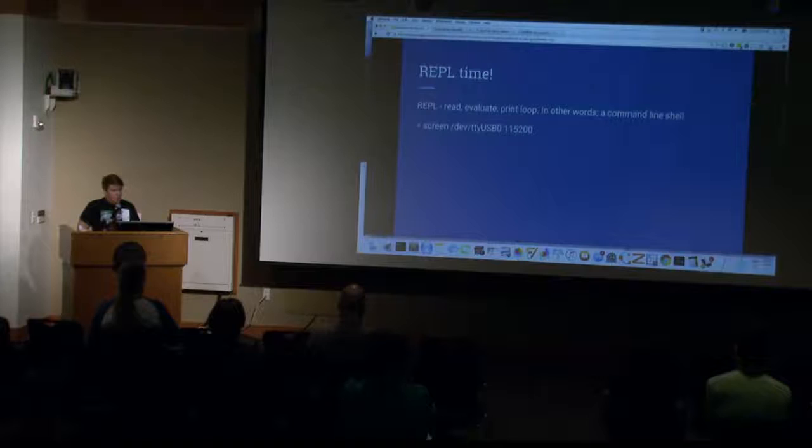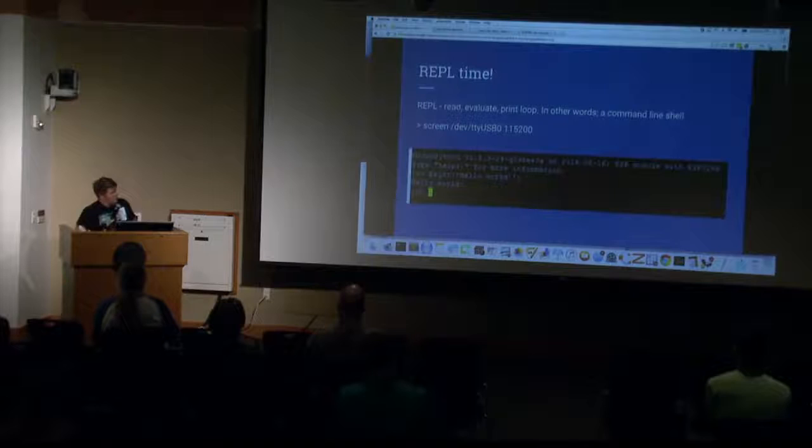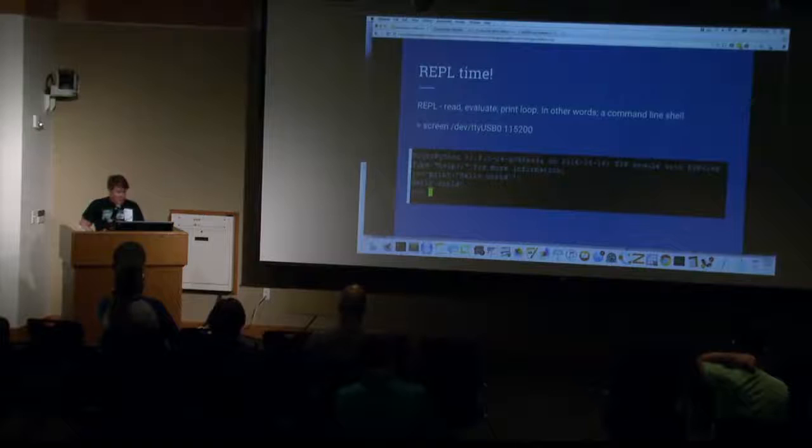You can use something like screen or minicom or picocom to connect to the board via whatever USB it's mounted on, noting the baud rate there is 115200. And then you'll get a screen that hopefully won't be quite as blurry as this one, but it'll say, hey, it's MicroPython time. And then you can do things like write Python on this tiny little thing. It's really exciting, at least I think so.